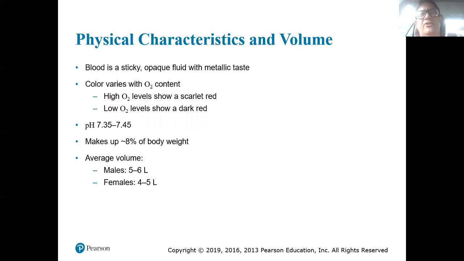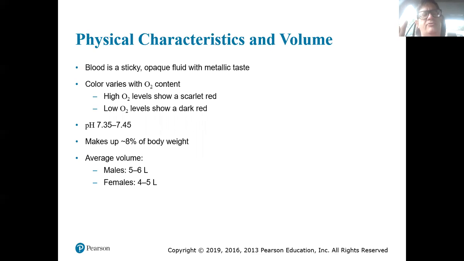Why is there a difference? Because the heme actually changes shape. It'll grab onto the oxygen and bend around it to hold it tight. And when it does that, the change in shape, that little tiny change, changes which wavelengths of red get reflected back.